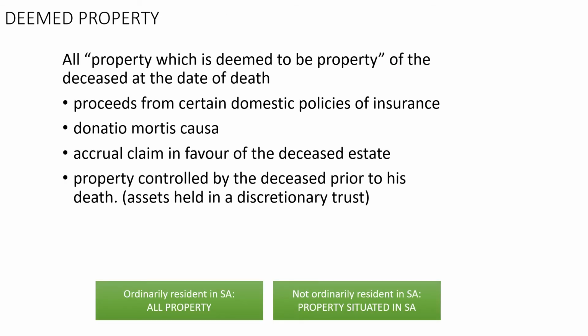What will be included as deemed property? All property which is deemed to be property of a deceased at the date of death. These may include proceeds from certain domestic policies of insurance, a donation upon death, an accrual claim in favor of a deceased estate, and any property controlled by the deceased prior to his death. For example, any assets held in a discretionary trust.